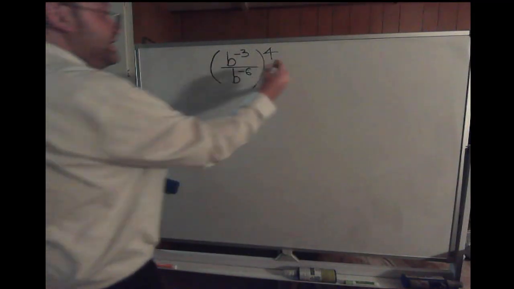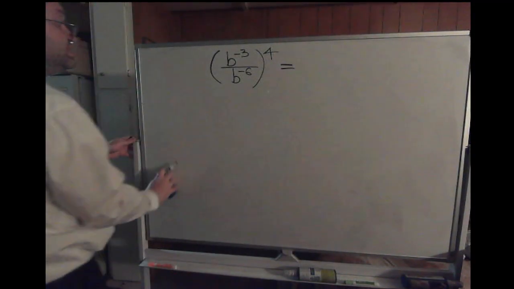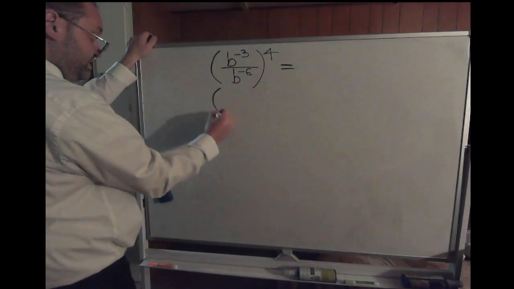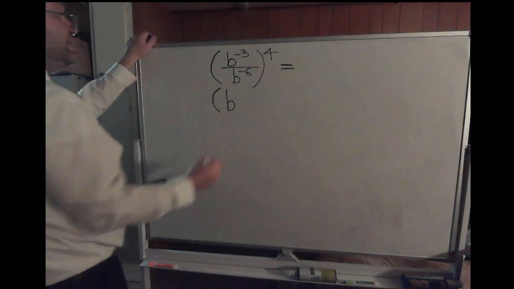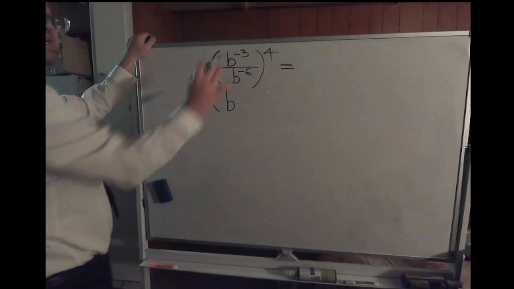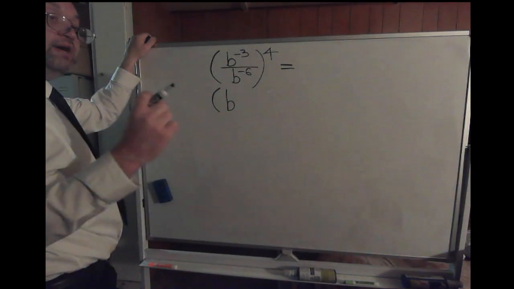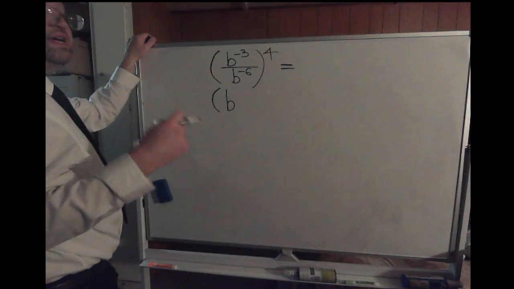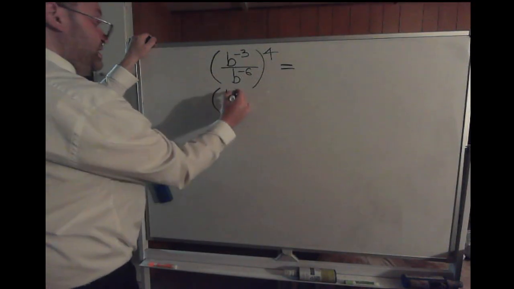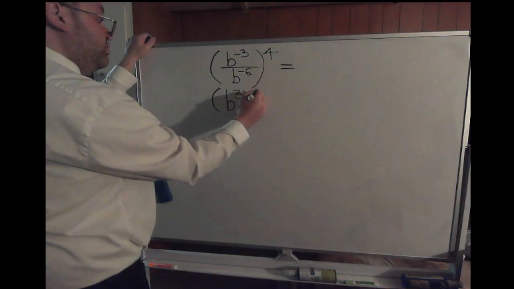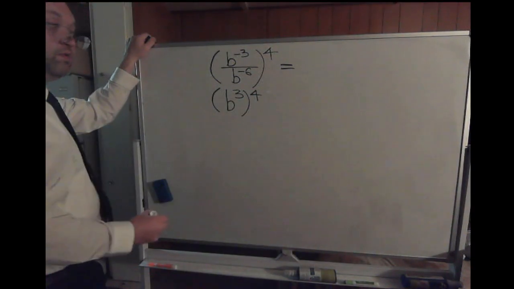Work inside your parentheses first. You have the same base b inside your parentheses, so keep your base. Now, since it's division, you'll take your negative 3 minus negative 6. Negative 3 minus negative 6 turns into negative 3 plus 6, which is positive 3. So you'll have b to the 3rd, that whole quantity to the 4th power.